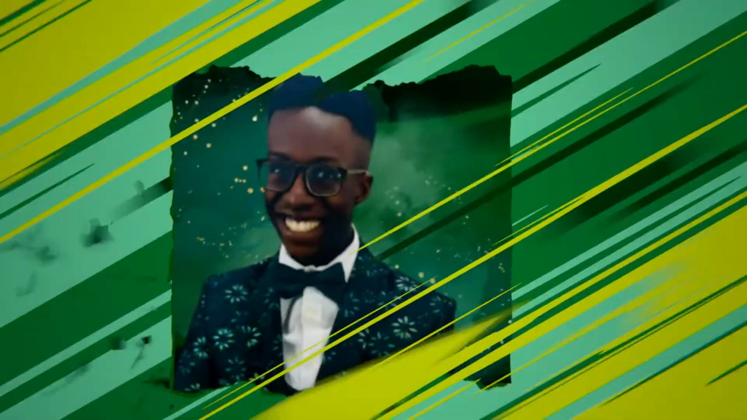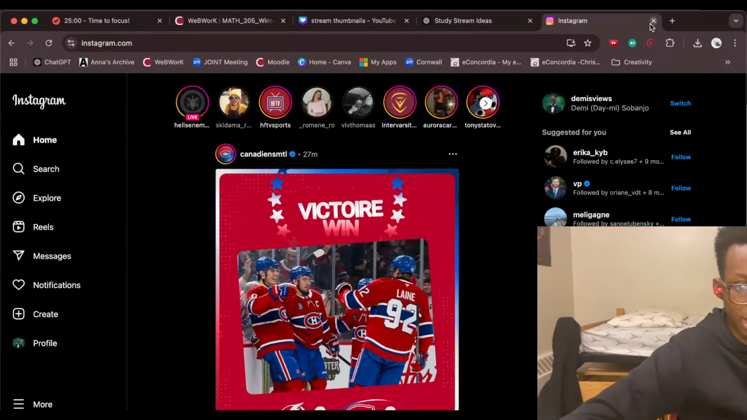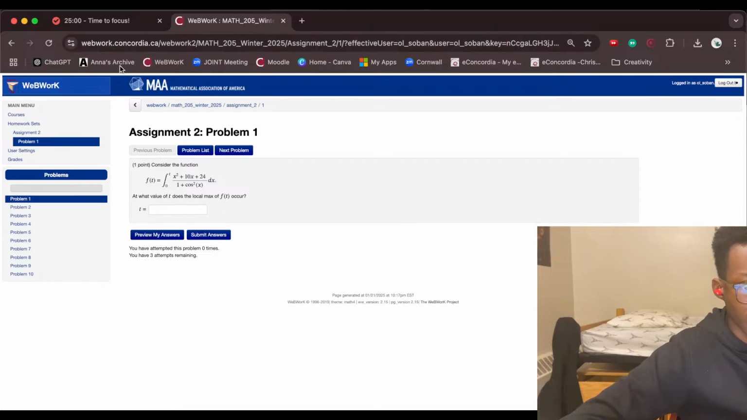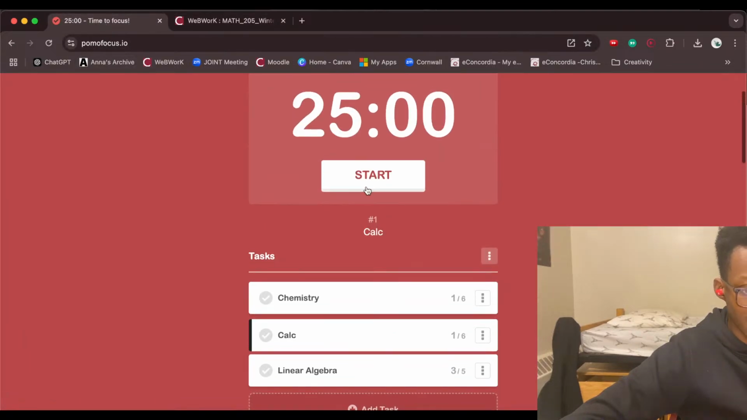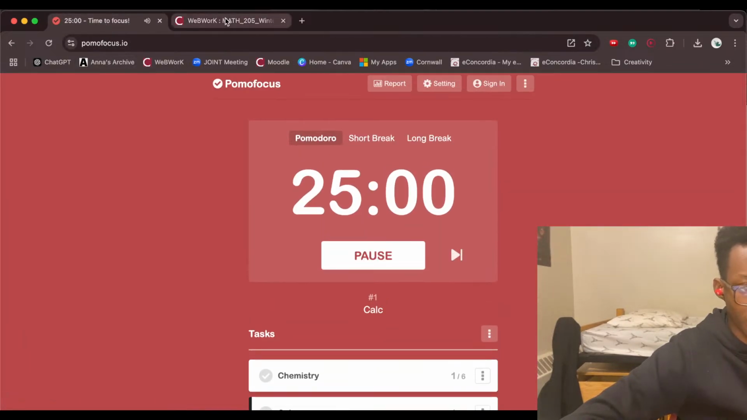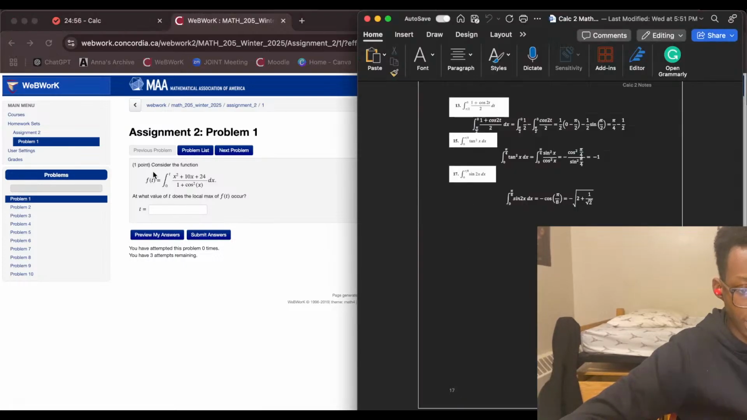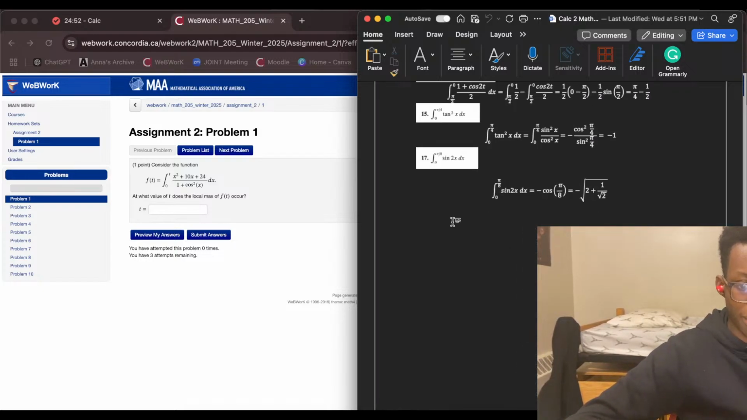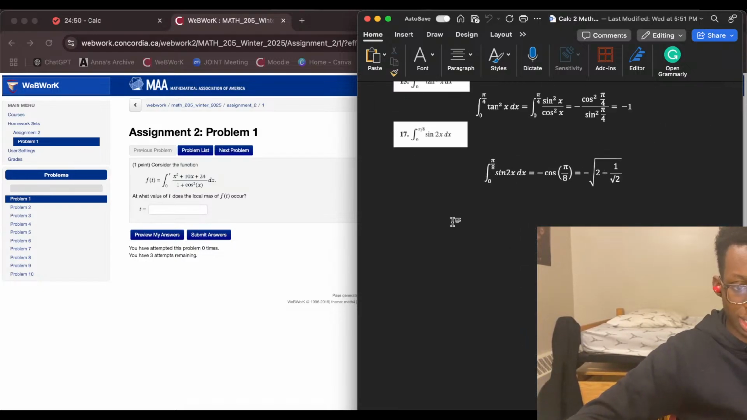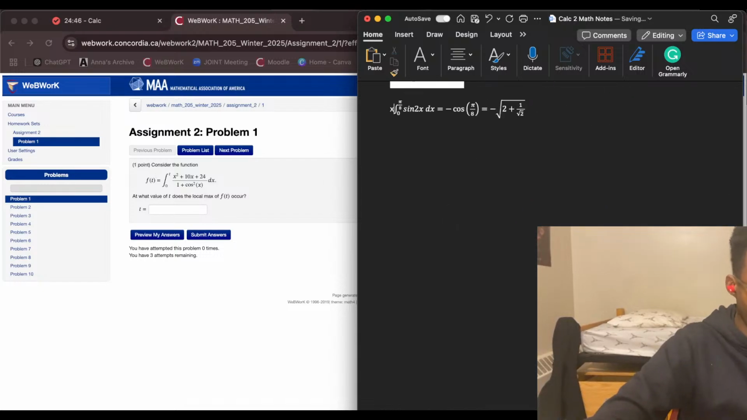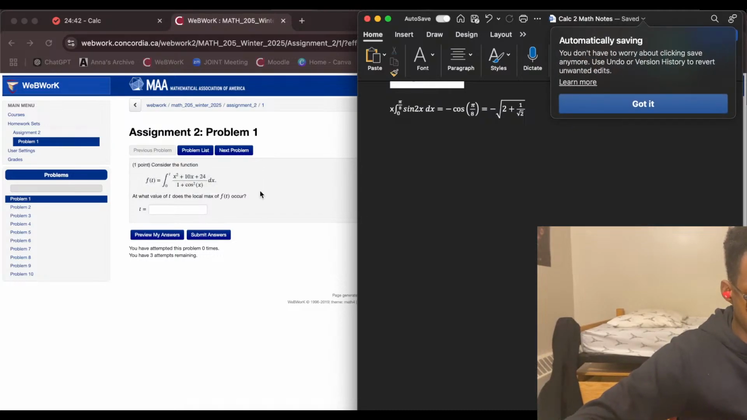We're going to be working on some mathematics, and let's close these two. Let's close down that. We're going to be working on some derivatives. So let's start the Pomodoro timer and get to work. We're going to use a combination of my math tool over here and then also do some of my actual homework for you today.